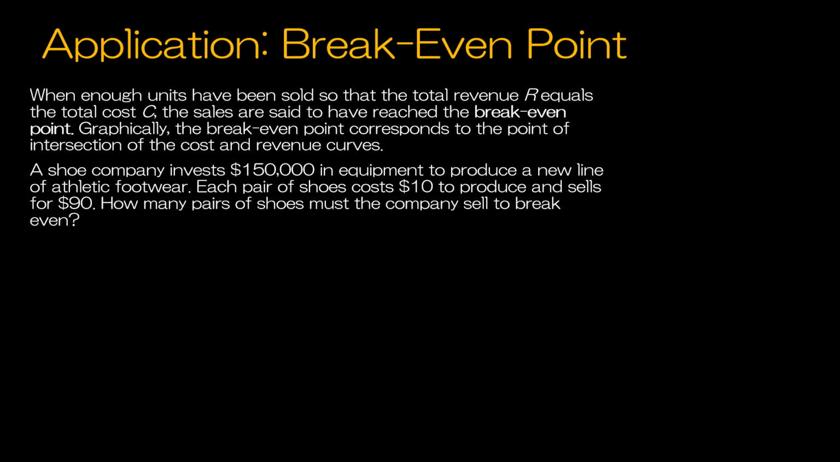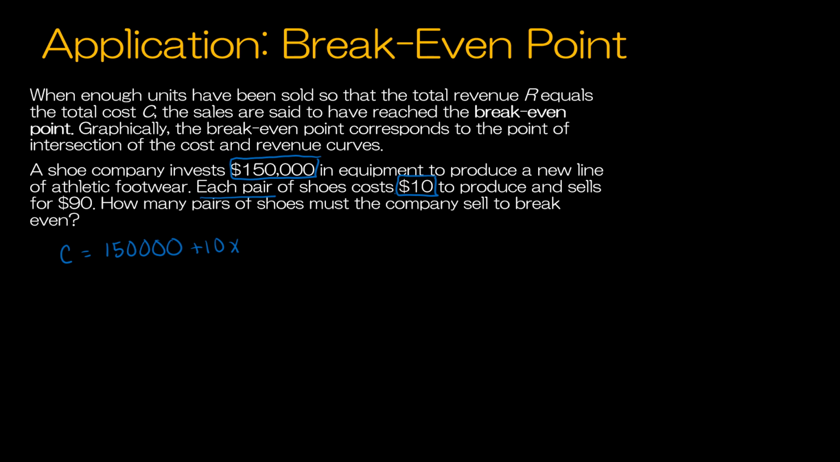So we'll begin by taking a look at the equations that we will produce. We'll start with the cost equation. The cost equation represents anything that is a cost to the company. So we have a shoe company that invests $150,000. That's going to go in my cost equation. In equipment to produce a new line of athletic footwear, each pair of shoes costs $10. So that's $10 for each pair, so that's 10x, where x represents the number of pairs of shoes.